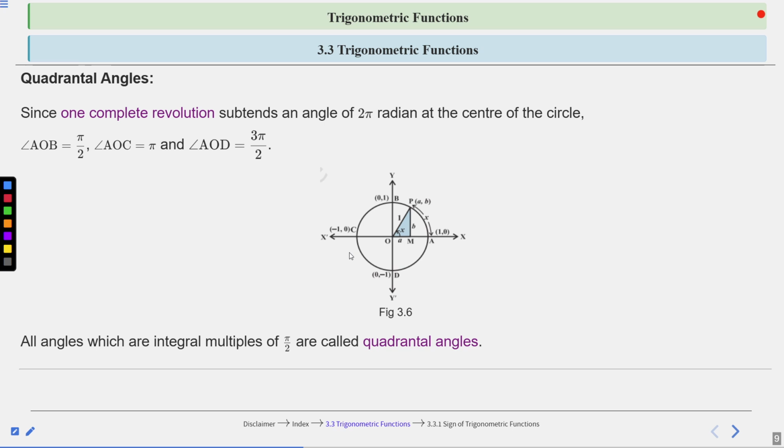All angles which are integral multiples of pi by 2 are called quadrantal angles, right?